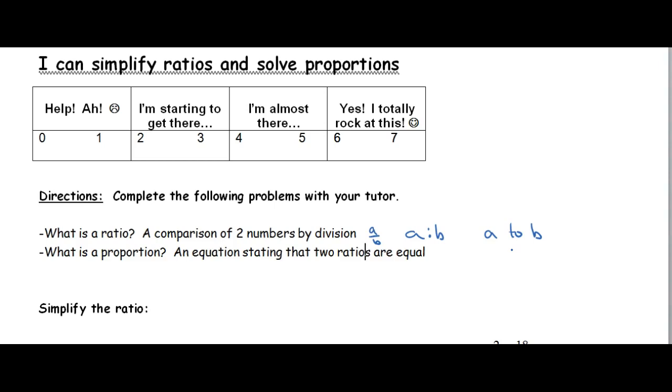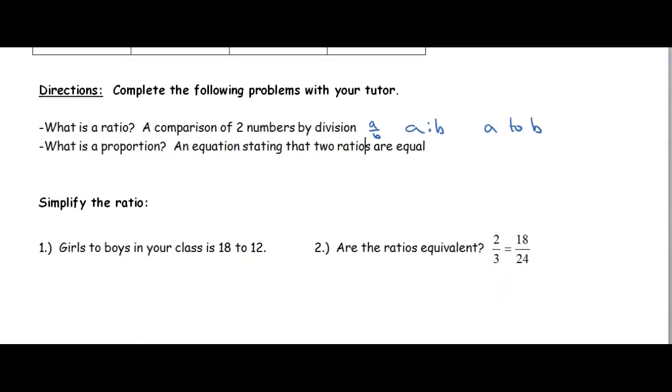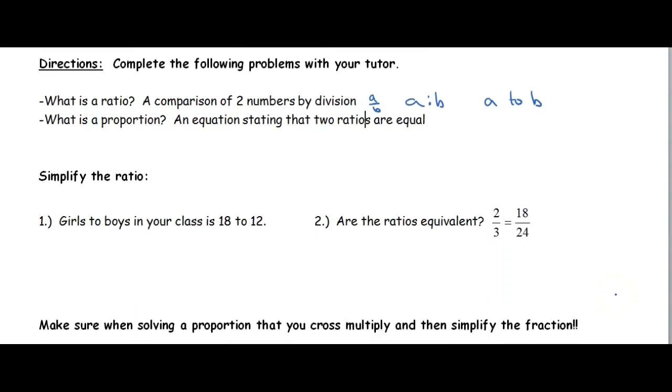A proportion is an equation stating that two ratios are equal. This concept is used a lot in mathematics, especially when you get to geometry. One thing we have to know when we set up ratios: the order that we're given is the order we have to keep it in.